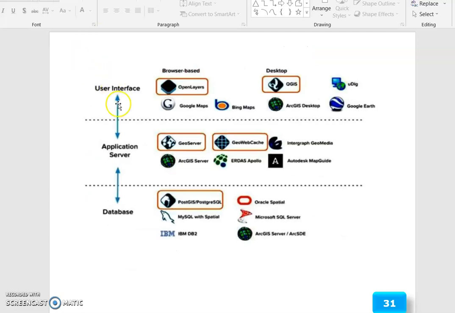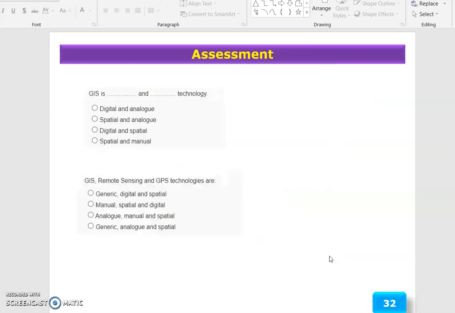See the user interface, application server, then database. User interface examples are Google Maps, Bing Maps, ArcGIS Desktop, Google Earth, uDig Desktop, QGIS. All of these are user interface maps. Then application servers: GeoServer, GeoWebCache, Intergraph GeoMedia, Autodesk MapGuide, ERDAS Apollo, ArcGIS Server. Then databases: PostGIS, PostgreSQL, MySQL with Spatial, IBM DB2, Oracle Spatial, Microsoft SQL Server, ArcSDE.